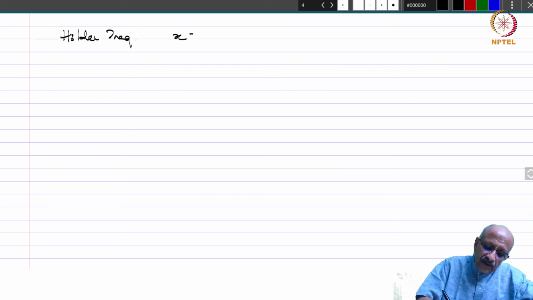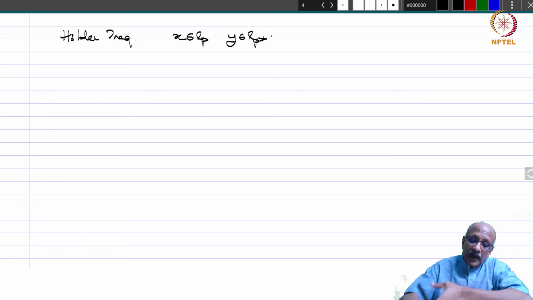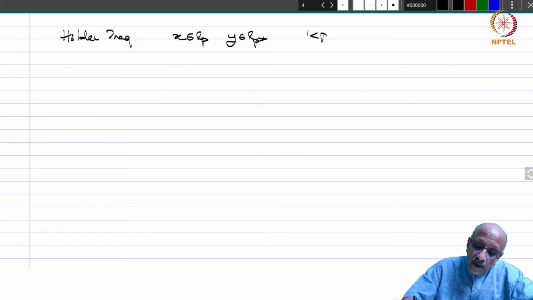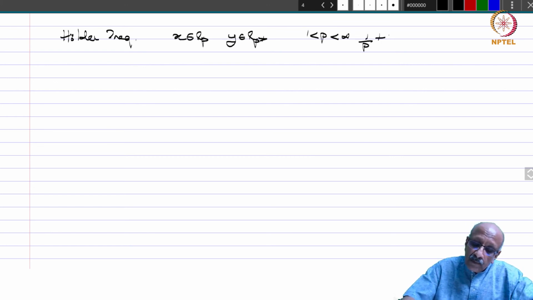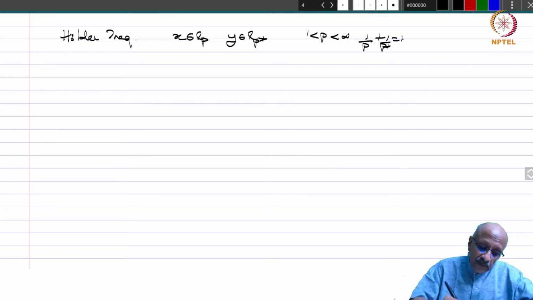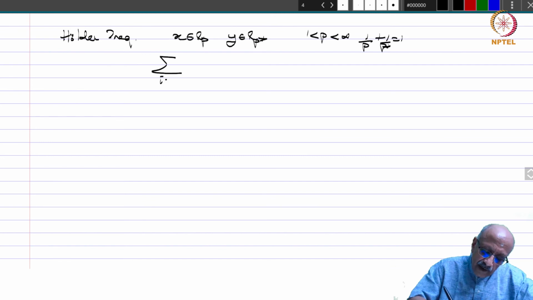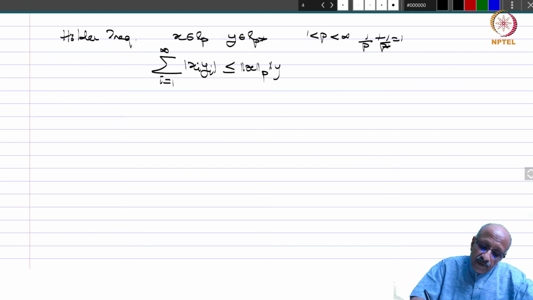So we have x in ℓ^p, y in ℓ^p*, where 1 < p < infinity, and 1/p + 1/p* = 1. This is the conjugate exponent. Then you have the sum from i equals 1 to infinity of |x_i y_i| is less than or equal to ||x||_p ||y||_p*.